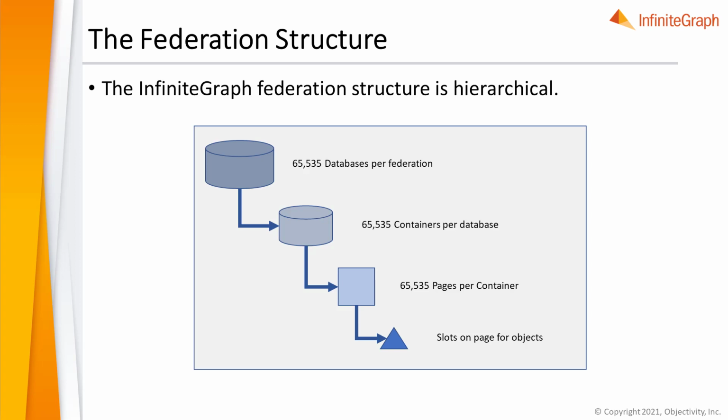Let's review. Remember that InfiniteGraph uses a federated hierarchical structure to store data on disk. The federation can contain up to 65,535 databases. Databases are actually files on disk. Each database within a federation is specified by a host name and a file name. Within databases, we have containers. A container is a region in the database file. Each container contains pages. In this presentation, we will refer to these pages as pages or storage pages. The pages are where we store our actual data.